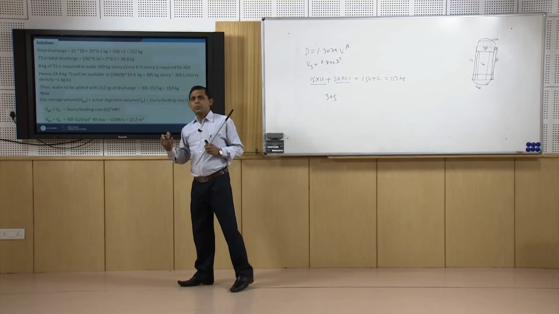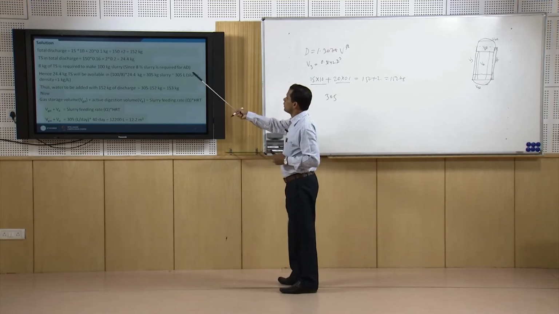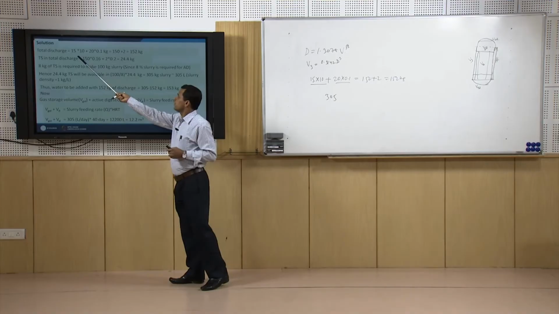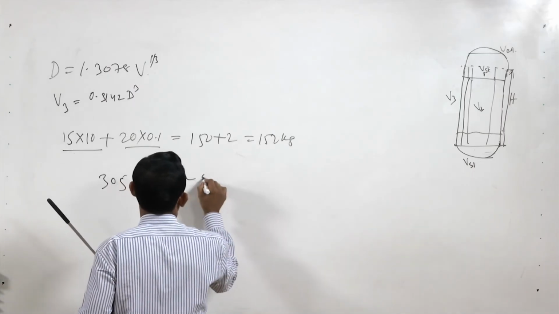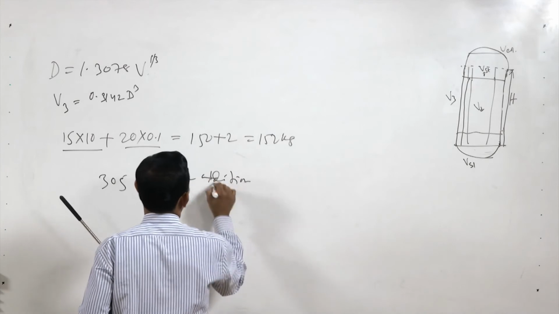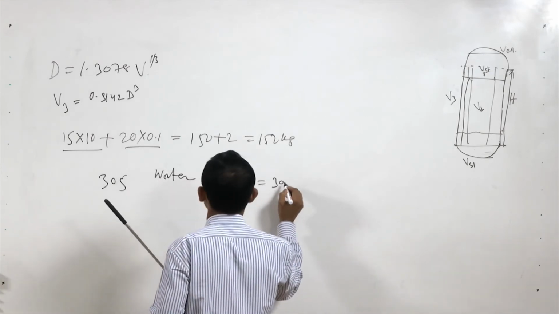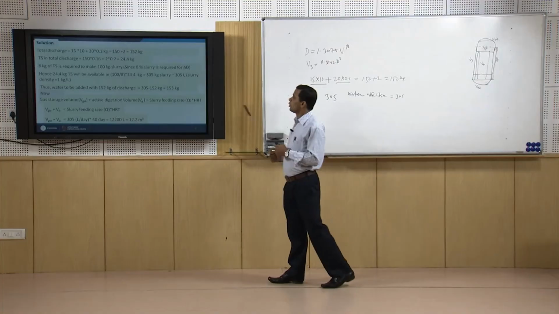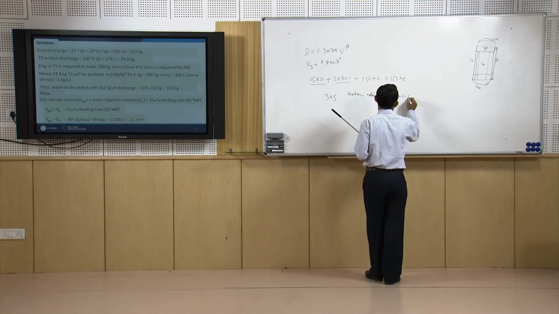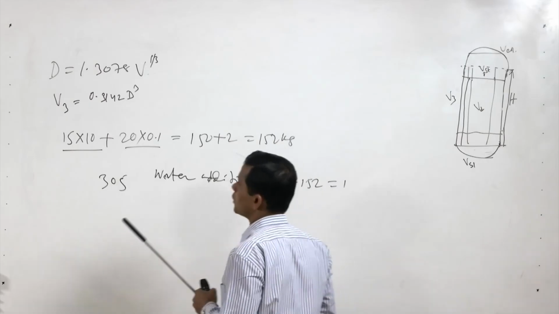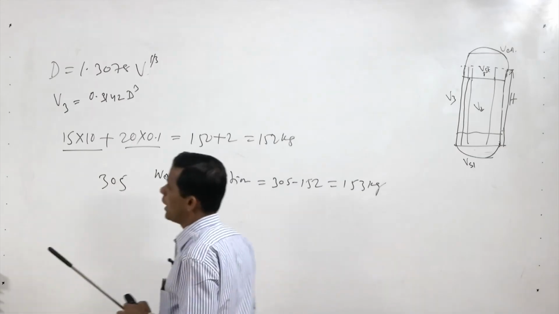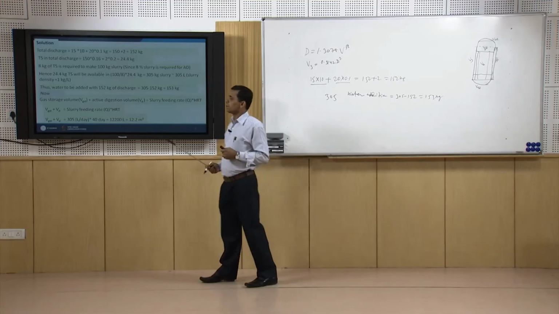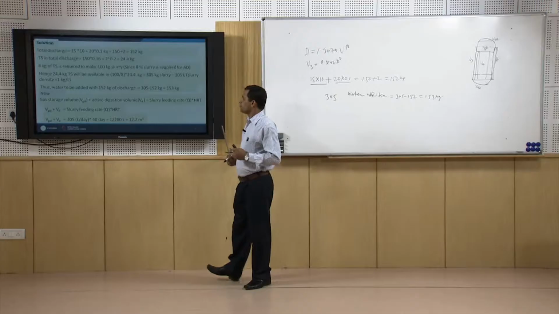Now, how much material is produced by the cow and the chicken? That is equal to 152 kg. So, how much water do we need to add? Water addition is equal to 305 minus 152. So, that is equal to 153 kg of water we have to add.